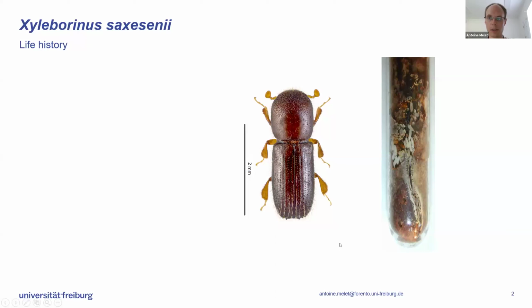Xyloborinus saxesenii is a coleoptera, subfamily Scolytinae, and they live deep in dead wood. They dig tunnels deep in the xylem, and they do not forage for food, so they are difficult to spot in the wild. But we can breed them in artificial medium made mostly from sawdust that we pack in tubes, and they dig these chambers with a few tunnels, and that allows for observations and experimentations in the lab.